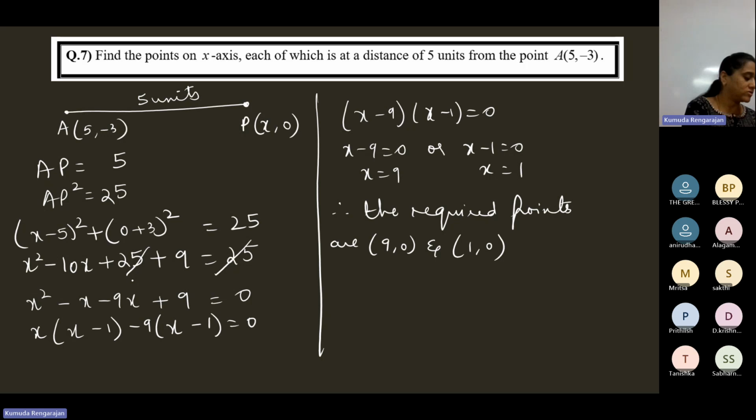X minus 5 the whole square. If you compare this with A minus B the whole square, A is X. Minus to minus is here. B is equal to 5. X minus 5 whole square, A minus B whole square, A is X, minus to minus is there, B is equal to 5. Or you can write minus B is equal to minus 5. So B is equal to 5. That's very wonderful.